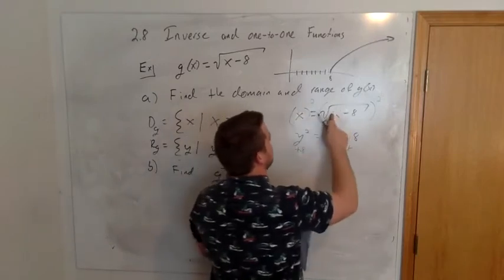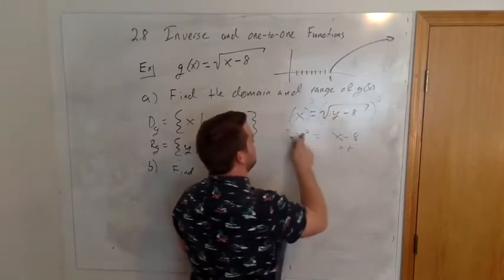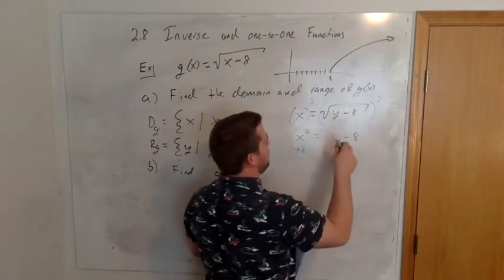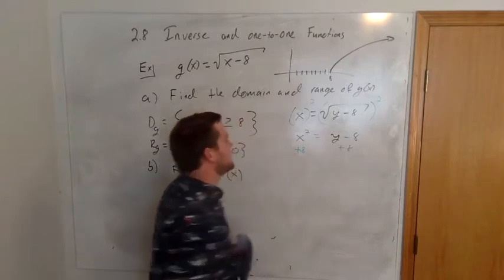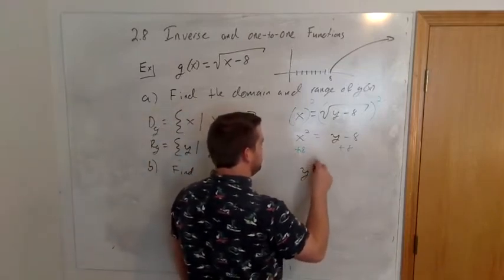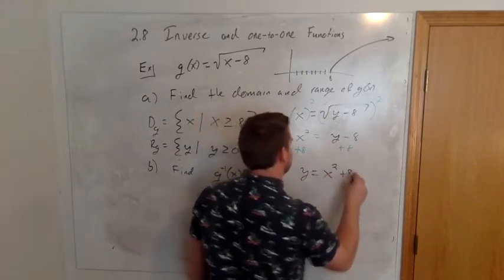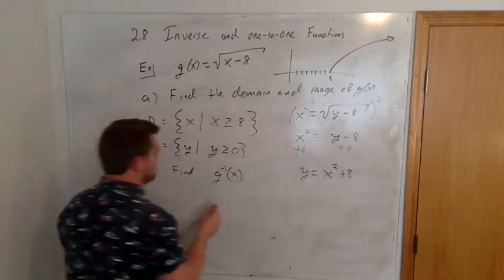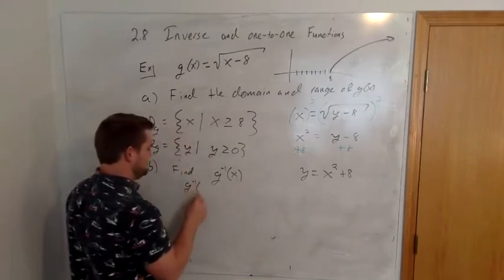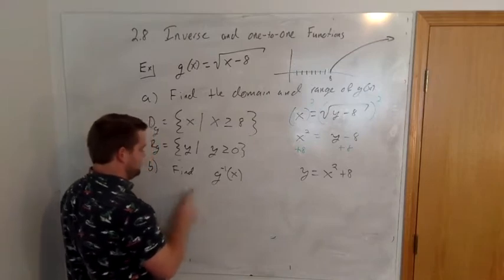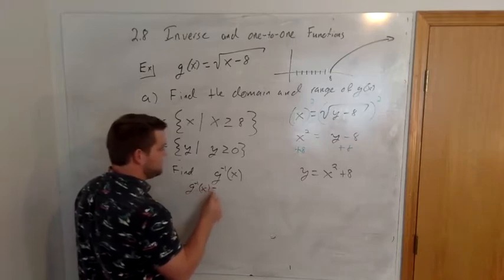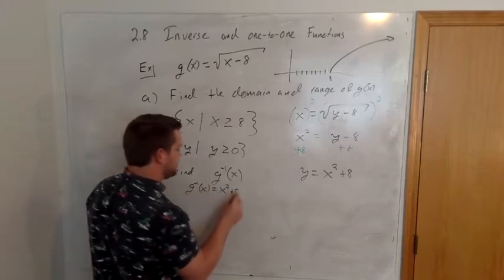So here's x and here's y. So this would be x, and this would be y. I guess you could flip them before or you could flip them after. Either way would work. Okay. We'll add 8 to both sides. So we'll get that y is going to be equal to x squared plus 8. And this is the inverse. So we found out that g inverse of x is equal to x squared plus 8.